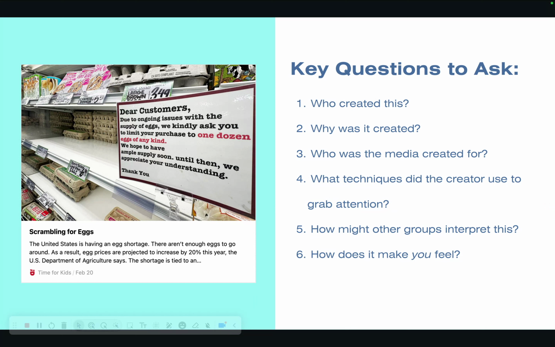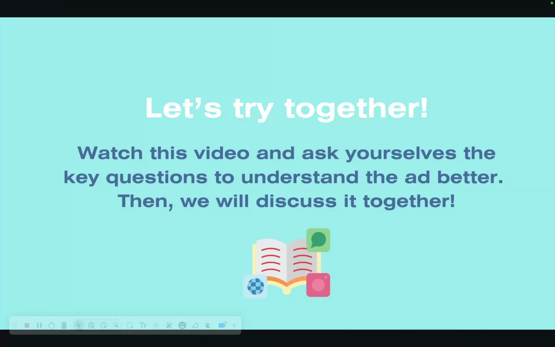There's a chance that there might be an audience that probably doesn't believe that the reasons listed here are what led to the egg shortage in the United States. And how does it make you feel? It makes me feel like I need to save up on eggs, that I need to probably get as many now before it comes around to my local area.